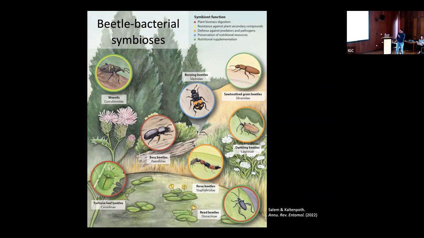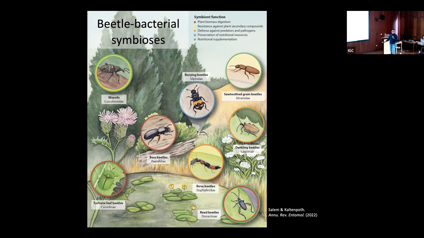So we focus primarily on beetles, and we ask how symbionts facilitate adaptation in beetles. Of course, one of the first things you know about beetles from high school or college is that they're exceptionally diverse. Corresponding to that diversity is the range of symbioses that they also engage in. They vary quite a bit in both form and function.